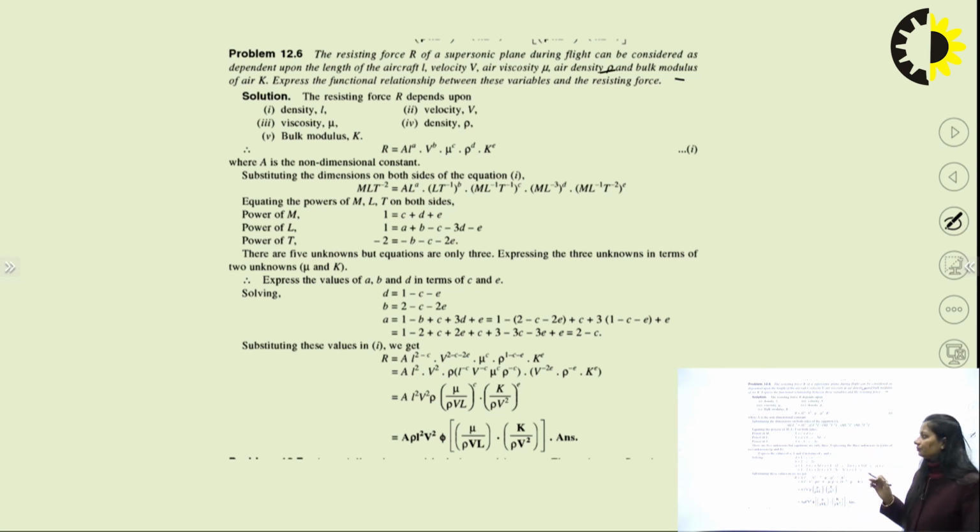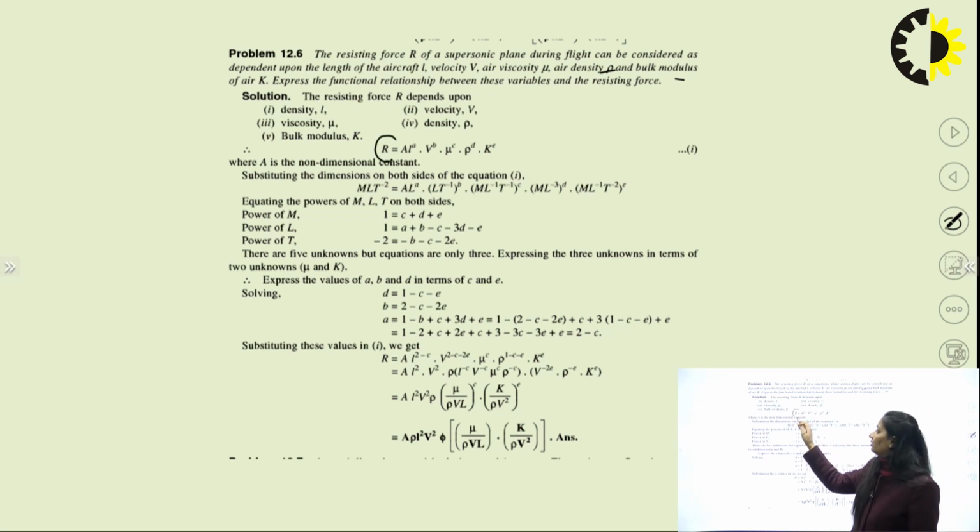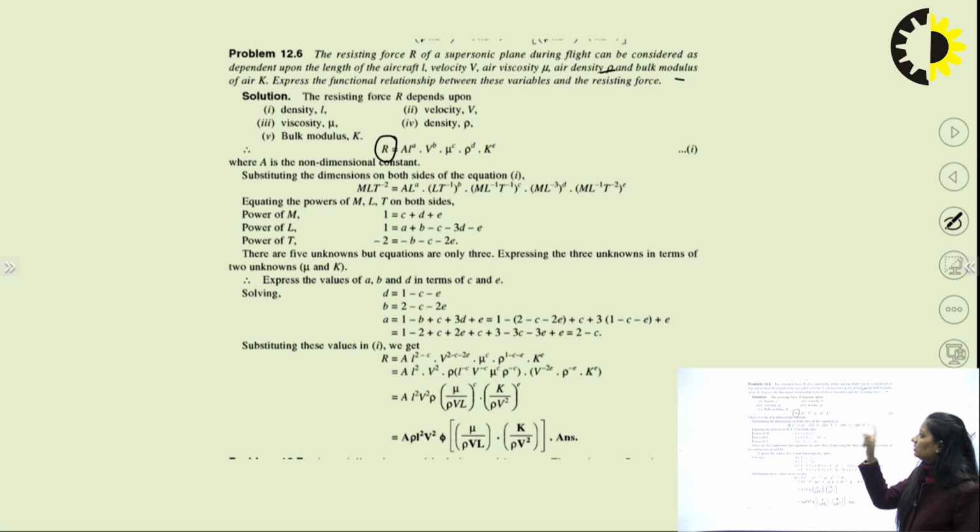Okay. So simply we are going to write the equation between the dependent and independent variables. Here the dependent variable is what? Simply the resisting force R. We are just going to write the equation involving a constant. Now I am taking the constant as A. So this will be what? R equals A L to the power A, V to the power B, mu to the power C, rho to the power D, and K to the power E.